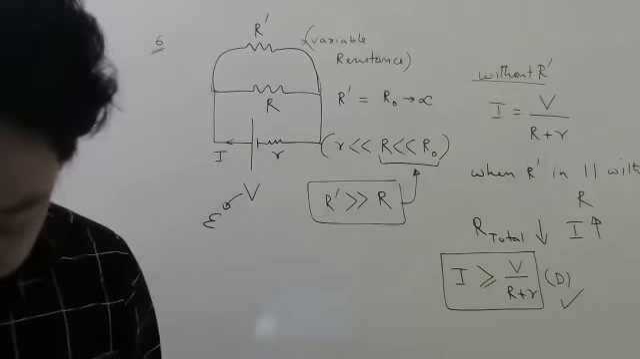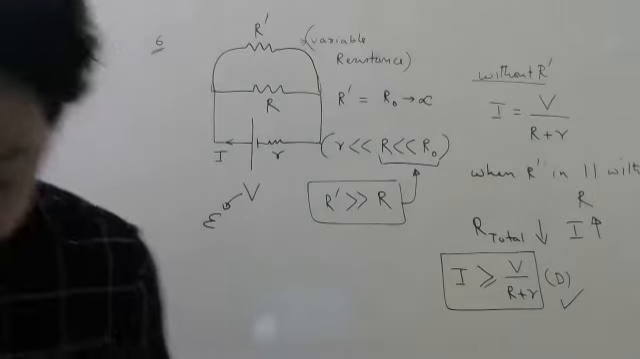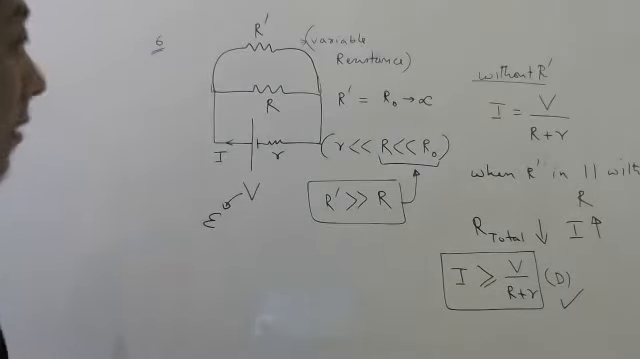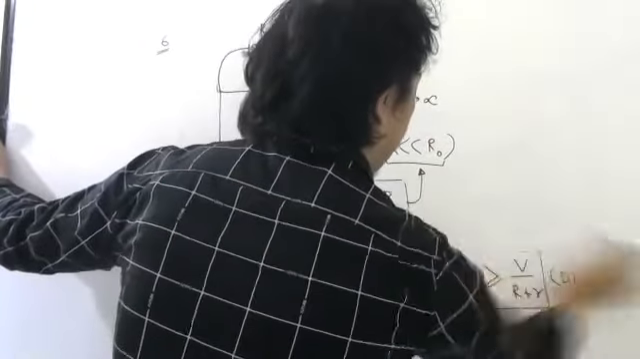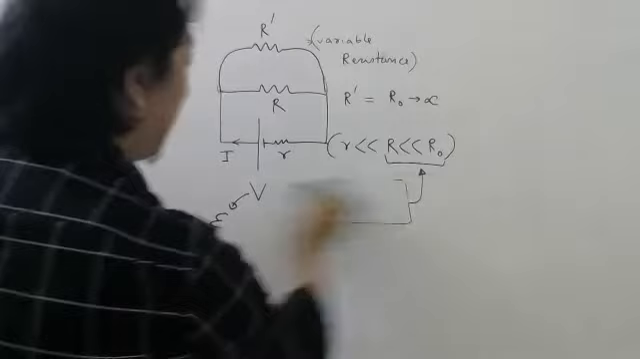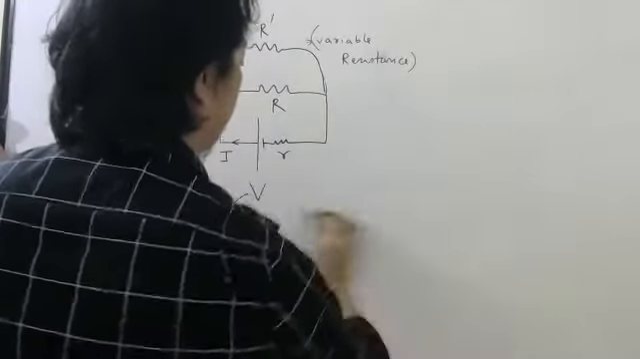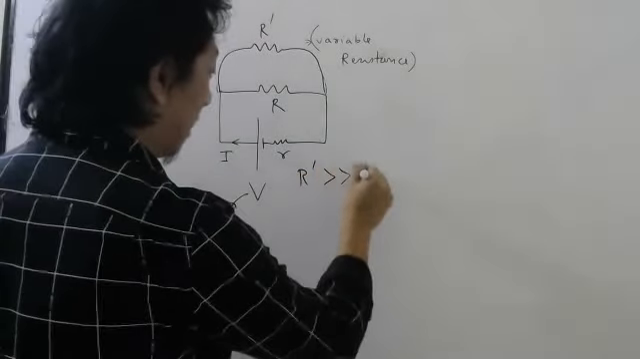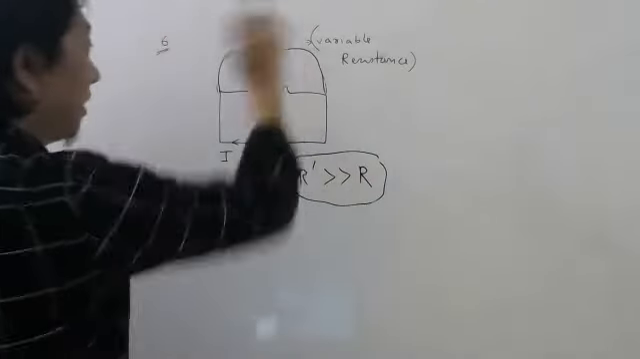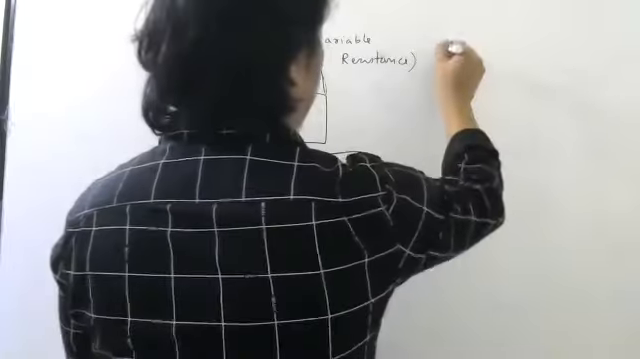First you write. I will rub this, okay? Remember, the condition is R dash is way larger than R. Now, second, let us check the first option. Is it right or not right?